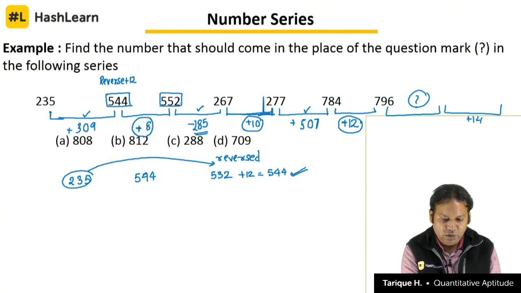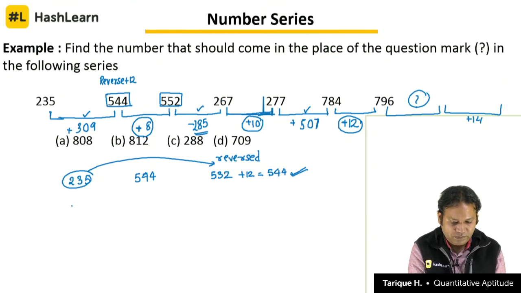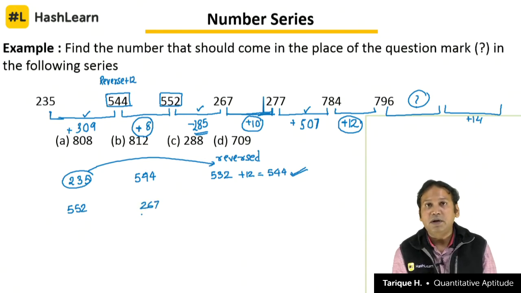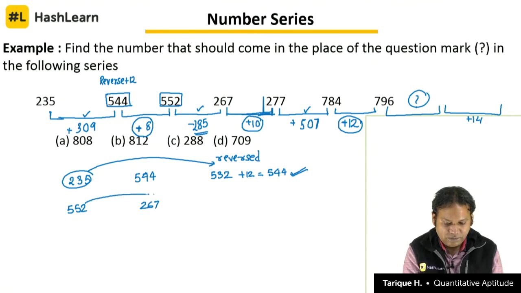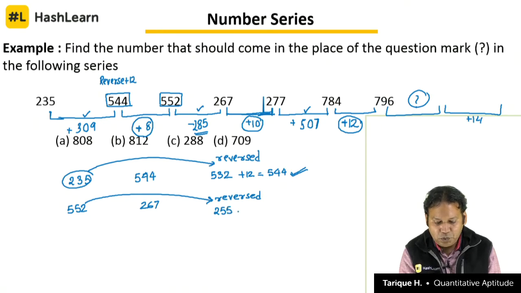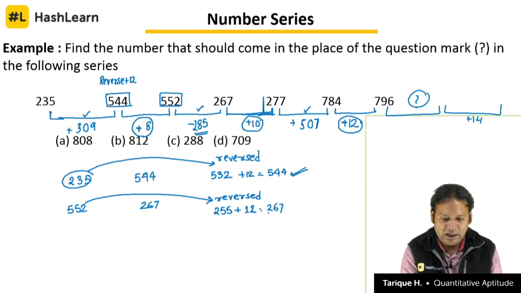Now 552 and 267, what is the relationship between them? Again, let's see. You reverse 552. 552 reversed becomes 255, and 255 plus 12 is equal to 267. Again, now it is becoming completely clear.